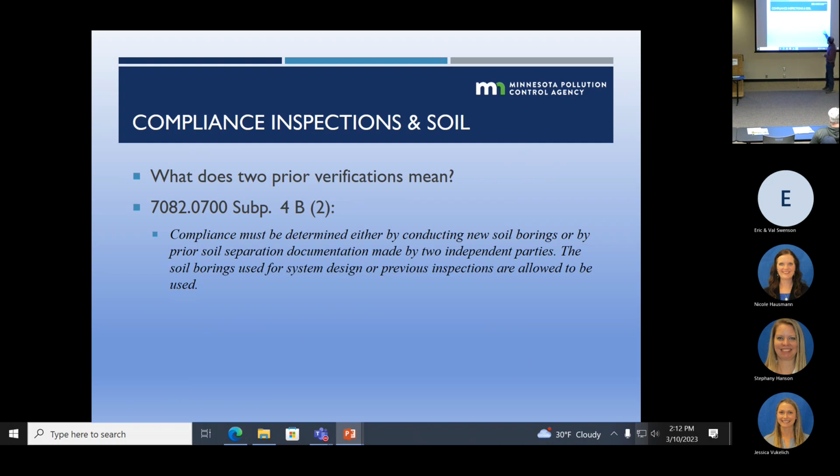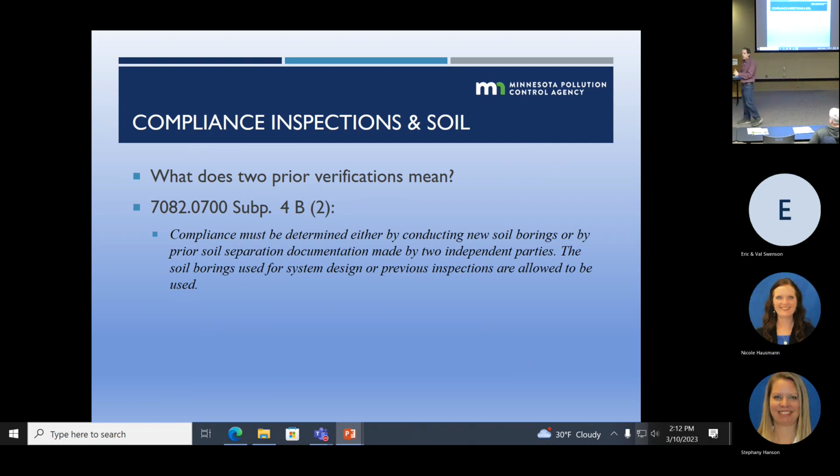Here's the part I just want to clarify. The soil borings used for design or previous inspections are allowed to be used. Right there, it's laying out for you what you can use. You can use the soil borings from the design or soil borings from previous inspections. What if I want to use the county's inspection? I don't care what inspection you're using, as long as it has soil borings, right?